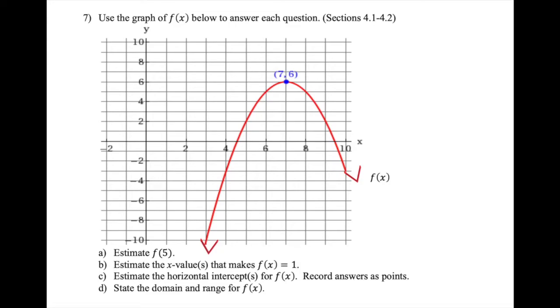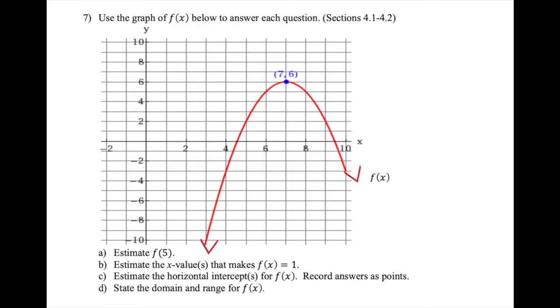Question number 7. Estimate f of 5. So first, find x equal to 5. Draw a vertical line here and see where it hits your graph. It's this yellow dot. You want to know its y value, so you draw a horizontal line. It hits y equal to 2, so f of 5 is 2. That's part A.